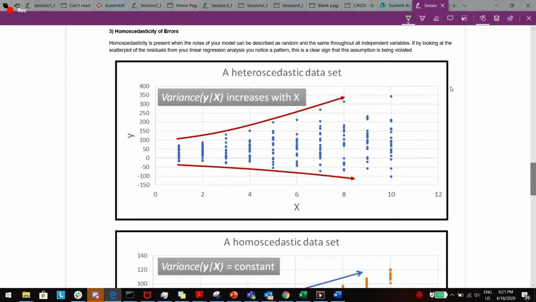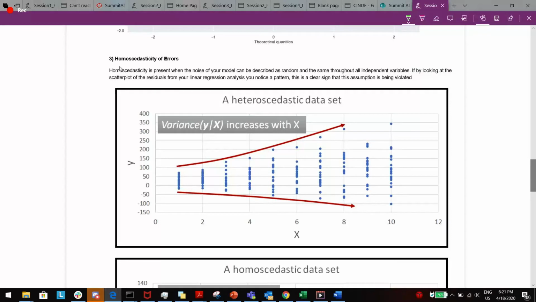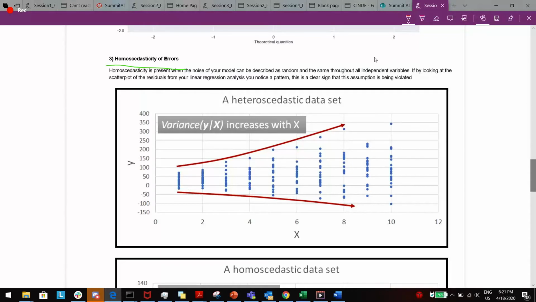Now, this is one of the most interesting assumptions: homoscedasticity of my error terms. What do you mean by homoscedasticity? The variance of the error is dependent upon the independent variable values. If suppose in this figure my independent variable is increasing, the variance of the error is also increasing, but it should be independent.